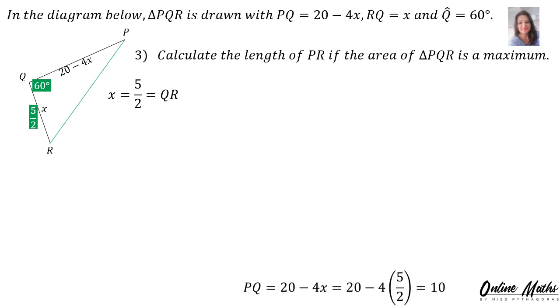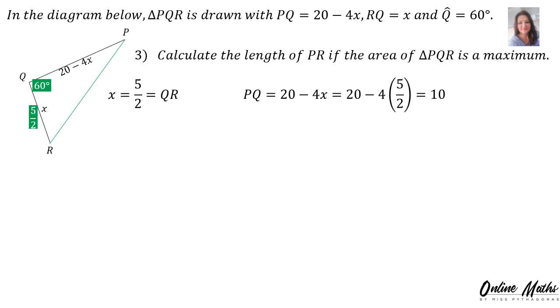So when we substitute x as 5 over 2 into 20 minus 4x, we end with 10. Therefore, QP's length is 10. Now we have enough information to work out the length of PR using the cosine rule. Therefore, PR squared is equal to QR squared plus PQ squared minus 2 QR times PQ cos of Q.